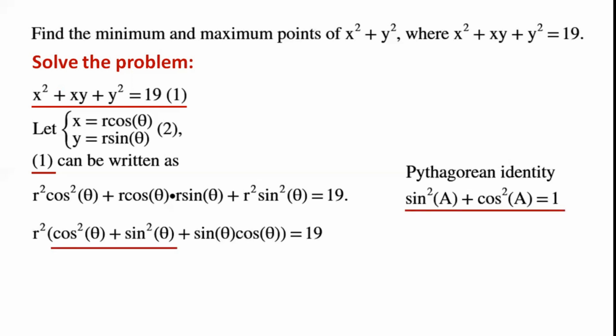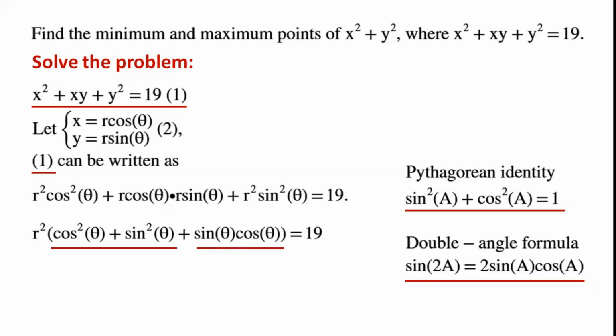Pythagorean identity: sine squared A plus cosine squared A equals 1. Double angle formula: sine 2A equals 2 sine A cosine A. So cosine squared theta plus sine squared theta can be written as 1. Sine theta cosine theta can be written as a half sine 2 theta.